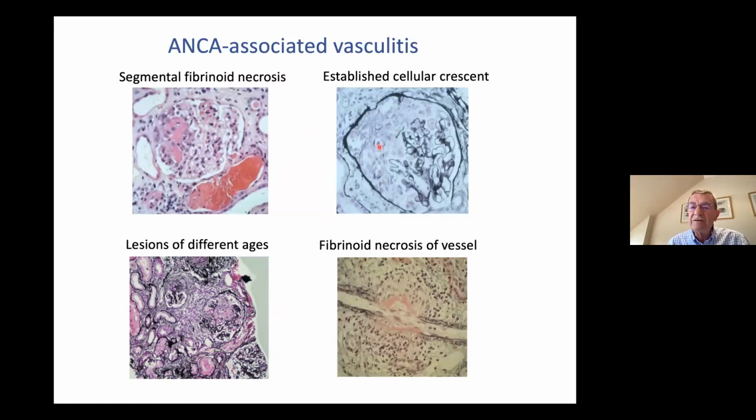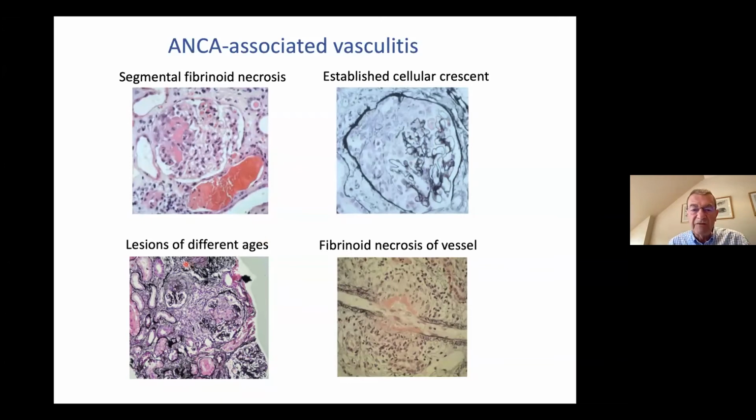And here you see cells within Bowman's capsule, both proliferating epithelial cells and infiltrating monocytes. And they have compressed the glomerular tuft. You can see in this silver stain, the glomerulus is actually squashed into this corner of the glomerulus.